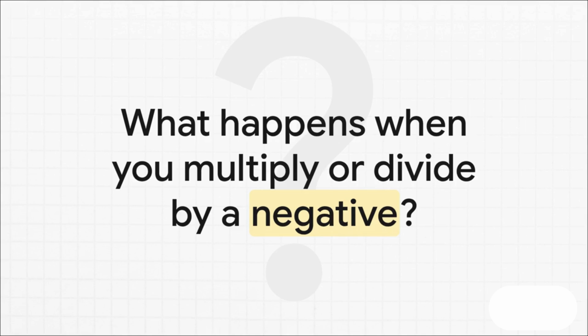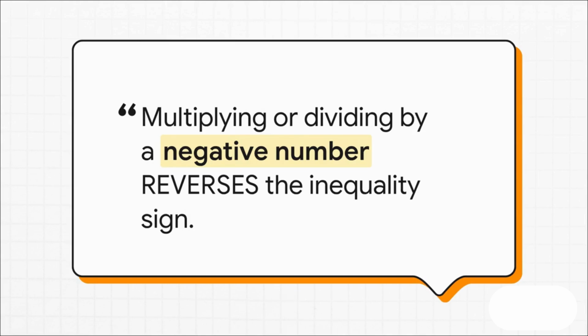So what happens when a negative number gets involved? Specifically, when you have to multiply or divide by a negative. And here it is, the golden rule. You ready? When you multiply or divide both sides by a negative number, you have to flip the inequality sign. It completely reverses. A greater than sign becomes a less than sign. A less than or equal to becomes a greater than or equal to. Seriously, this one single rule is the secret to getting these right every single time.